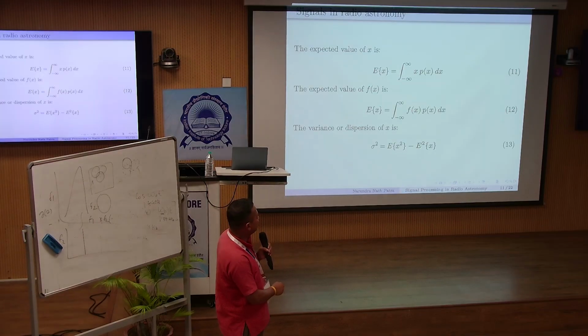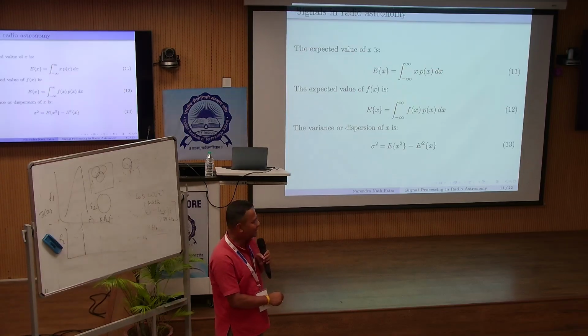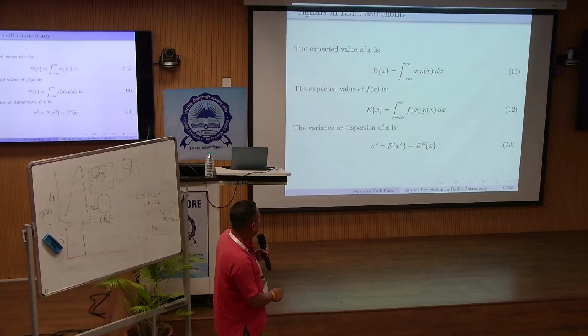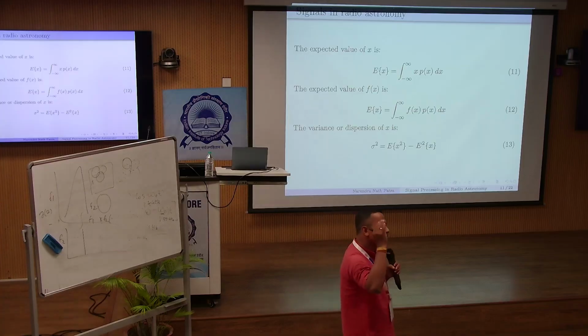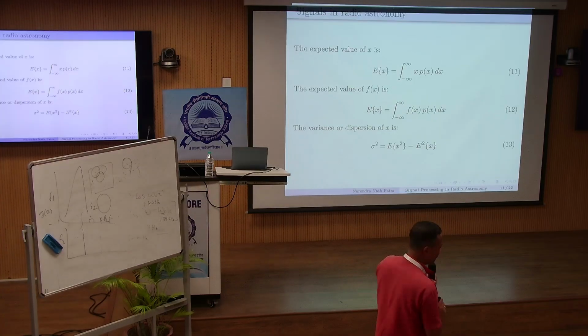The expectation value of X is the integral of X times P(x) dx. We have all learned this. P is the probability distribution. In the case of Gaussian noise, we will just put a Gaussian over here. So the expected value of f(x) will be simply f(x) instead of x. And the variance will be the expected value of x squared minus the square of the expected value. This is the definition. Now let us look at what happens if such a signal comes from the sky and we do this.